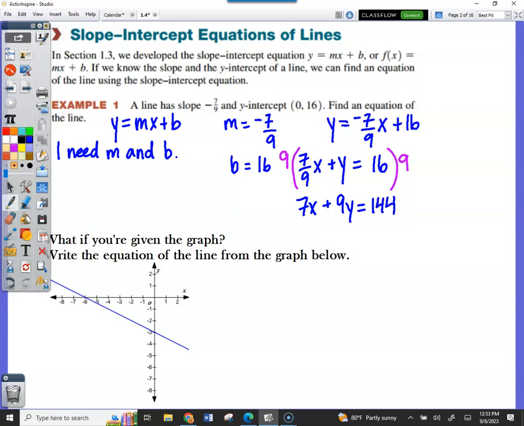Now, despite the fact that the numbers are bigger, do you see how much cleaner that equation looks compared to -7/9x plus 16? So I want you to box this in and make a note that this is standard form. And if you need to, underneath it, you can write the formula for standard form, which is ax plus by equals c.